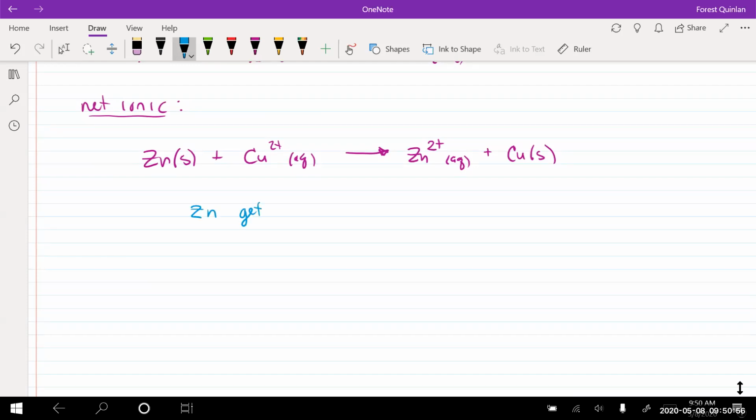Zinc, it's fuzzy with deposited copper. So if you were to do this, you would see that that chunk of zinc would slowly start growing little hair-like things on it, and it would look like it needed a haircut pretty soon.